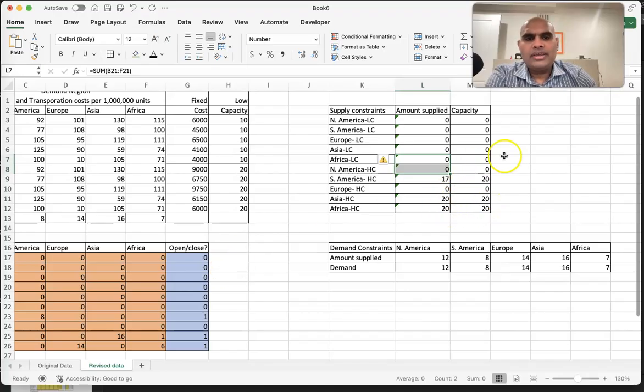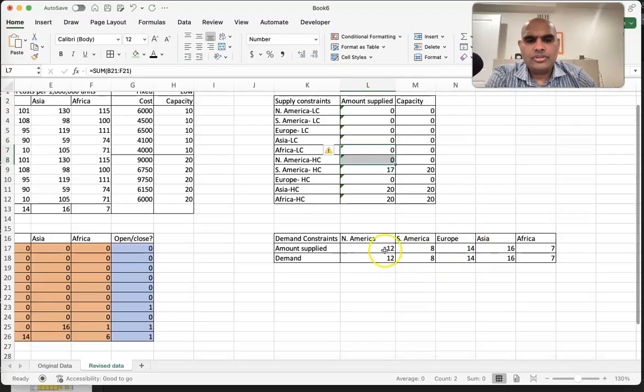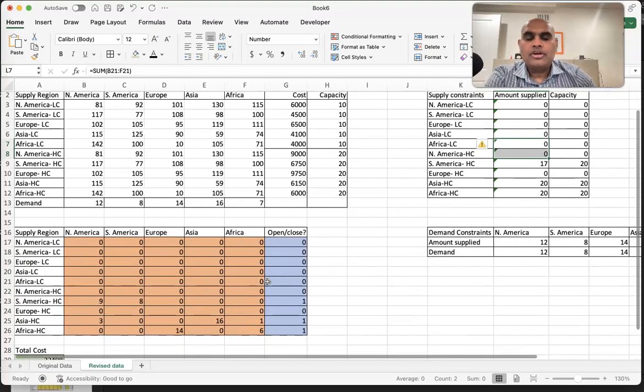Now, for all the other numbers, you'll notice that all capacities are 0 because you're not opening those plants. Now look at demand constraints. We wrote them as equal to constraints. So these numbers are exactly equal to each other, which means that all demand is satisfied. And that is how you solve this problem.